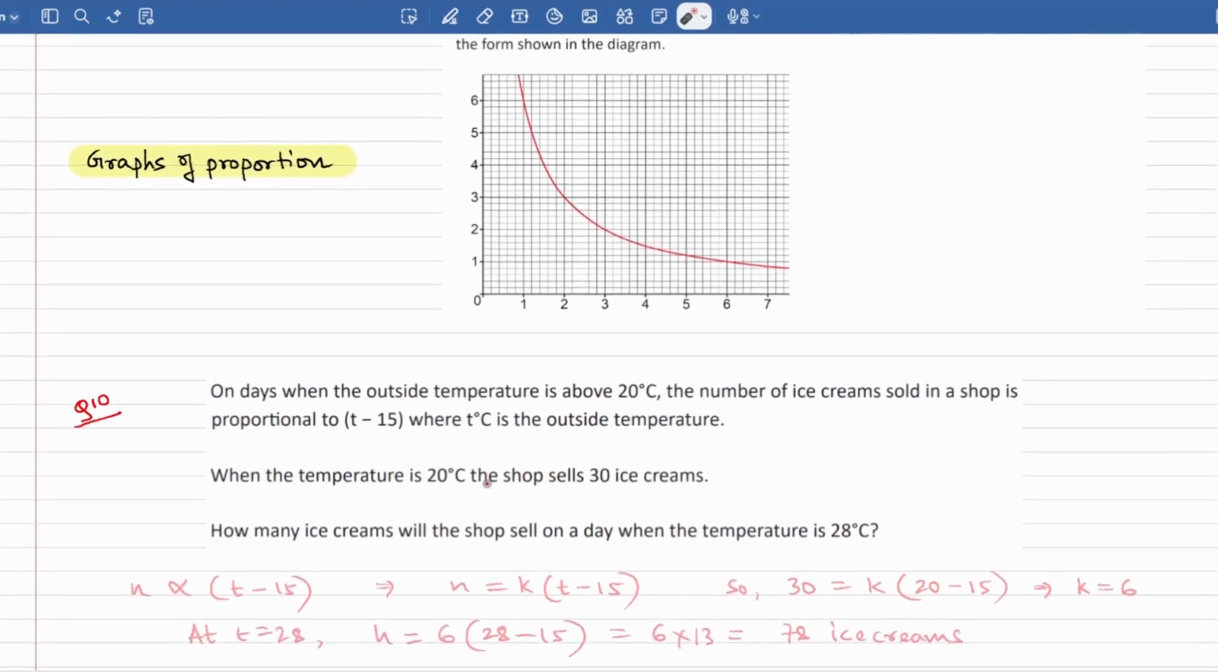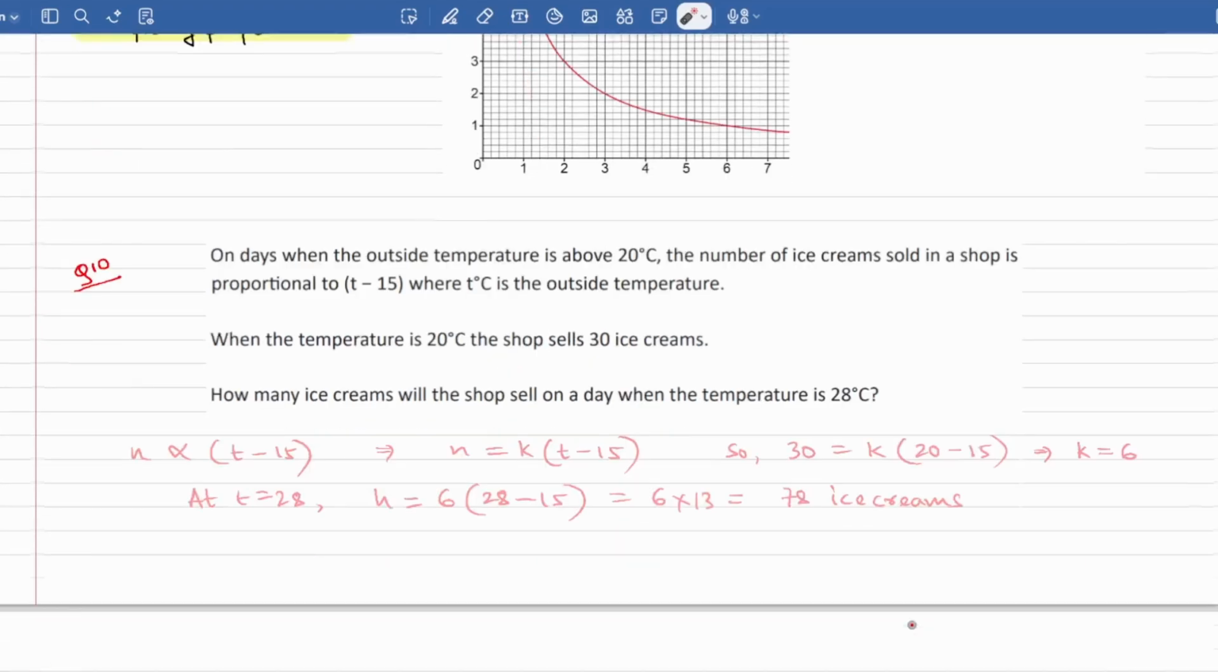Once you obtain k is equal to 6, you can figure out what happens at t is equal to 28. You will get 6 into 28 minus 15, which is 6 into 13. The answer is 78 ice creams. Okay, I hope all of you got the correct answer. Again, shouldn't take you more than 90 seconds.